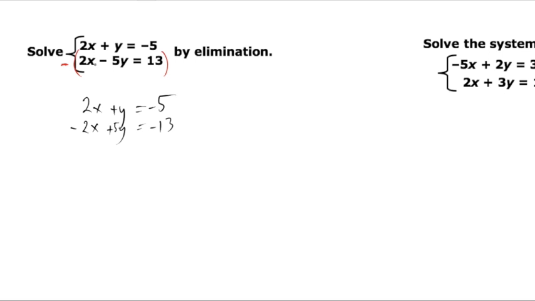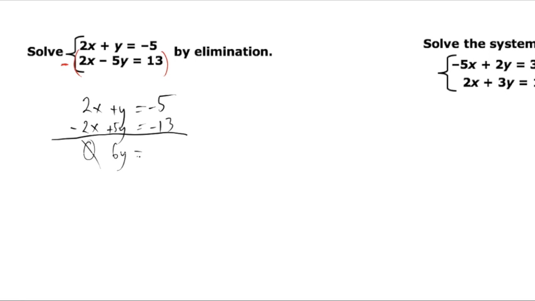I'm looking for the same coefficient but opposite signs. One's positive, one's negative. And once I have that, I'm simply going to add straight down. So I'm going to add everything straight down. 2x plus negative 2x, well, that's going to cancel. That's gone. That's 0. That's what I want. It's eliminated. So now I have y plus 5y gives me 6y.